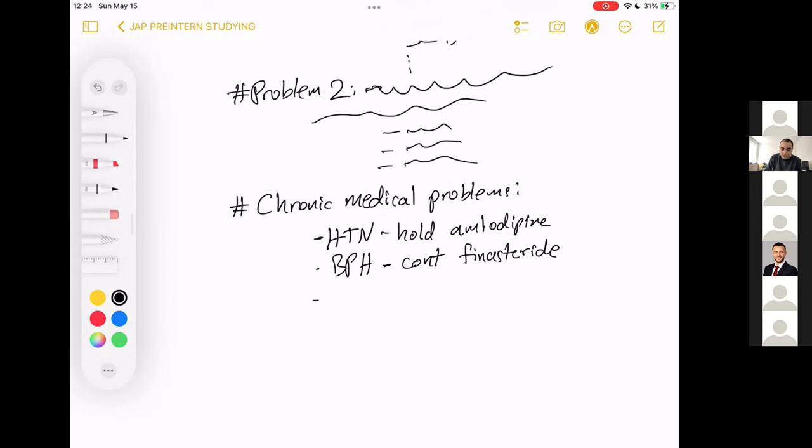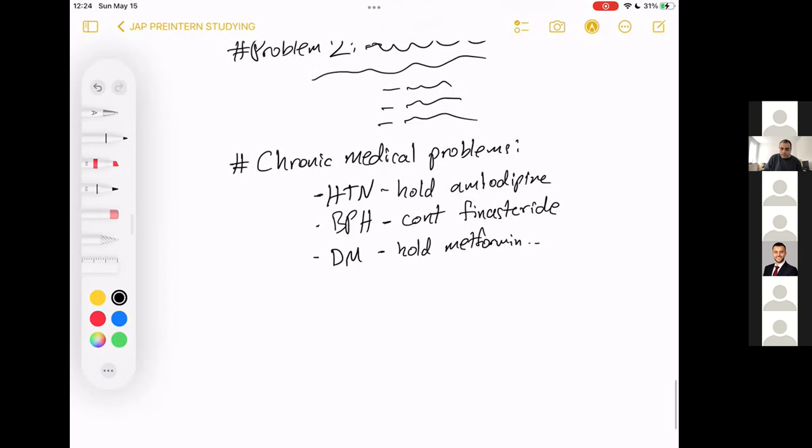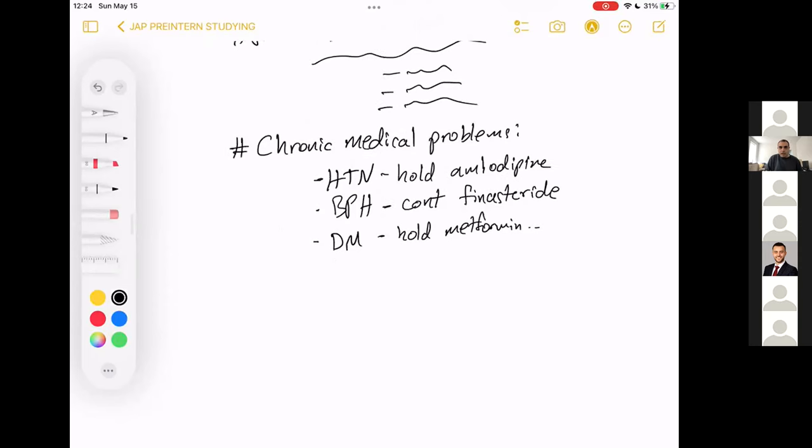And then you've got the diabetes, which we talked about. We will eventually have to talk about it more. But for example, in this guy, hold metformin, and then you do your plan for the diabetes. The plan is what insulin you're going to give, basal, what you're going to give pre-meal, what you're going to give as sliding scale, and so on and so forth. So this is very important.